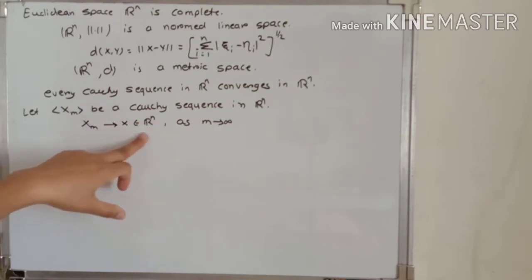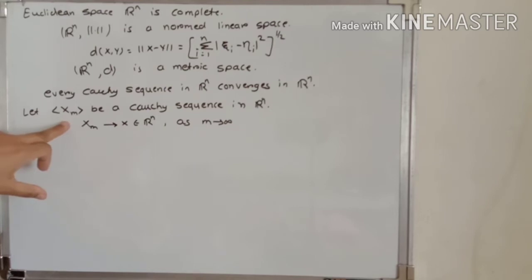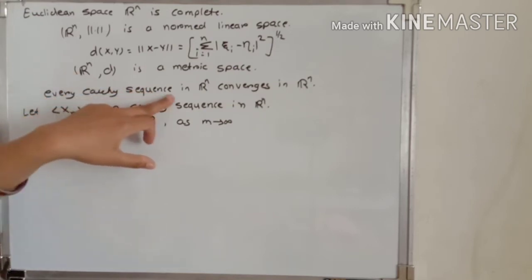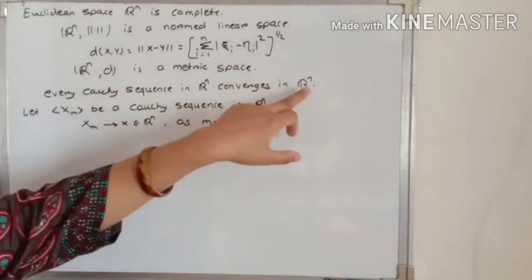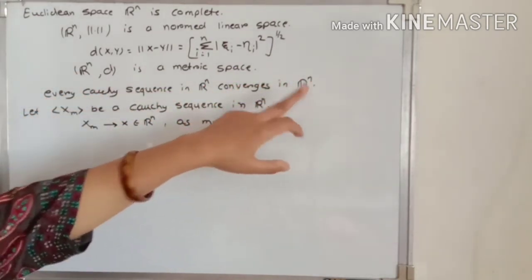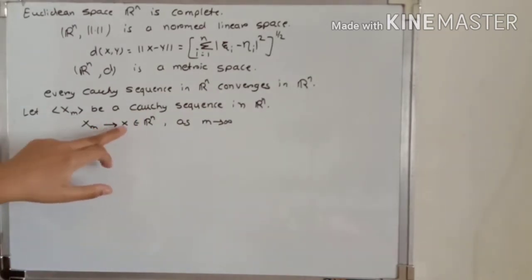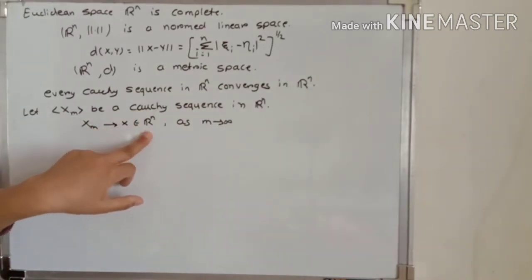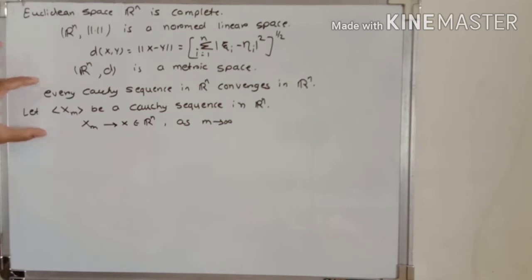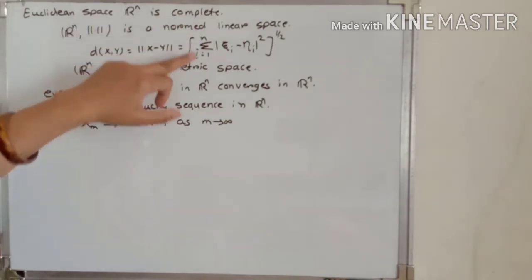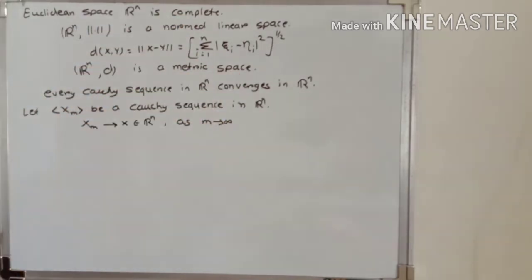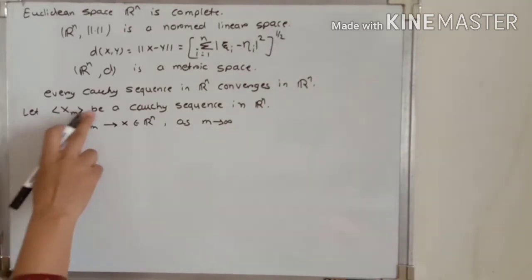As we take the Cauchy sequence Xm to be any arbitrary Cauchy sequence in Rn, we get the result that every Cauchy sequence in Rn converges in Rn. Converges in Rn means the point at which it converges must be a point of Rn. Then we get that Rn is a complete metric space. So we start with the Cauchy sequence Xm.